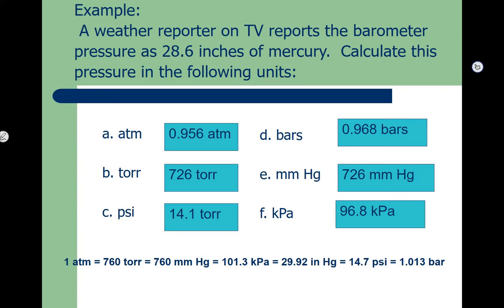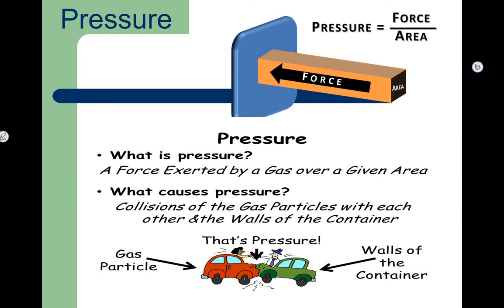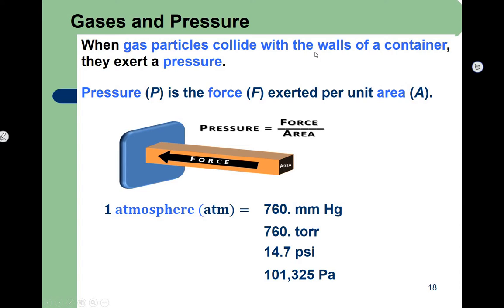Okay, moving forward. When we talk about pressure, we're talking about force divided by area. If you've had physics, you sort of know what pressure is all about and figuring out the pressure in an area. What causes pressure is the collisions of the gas particles with each other and the walls of the container. It's sort of like a crash on a car. The gas particle against the walls of the container, and we get pressure. When gas particles collide with the walls of the container, they exert pressure. And it depends on how big those particles are when they hit the wall, depends on the pressure.